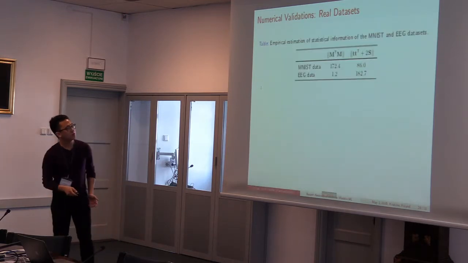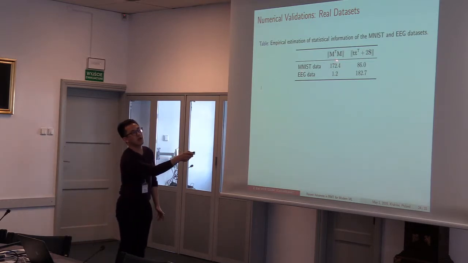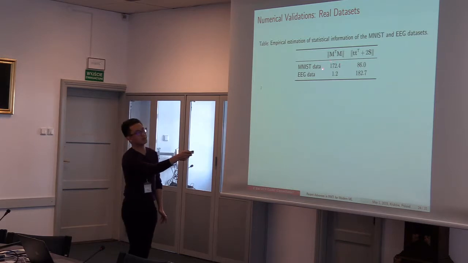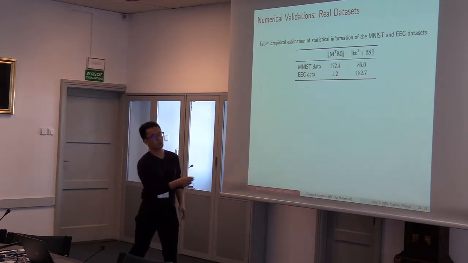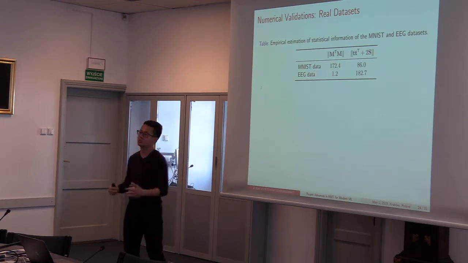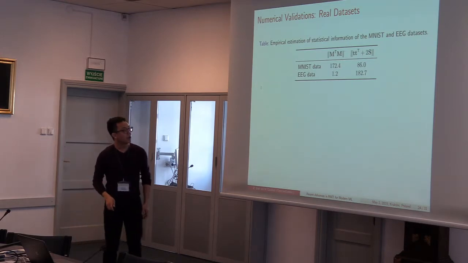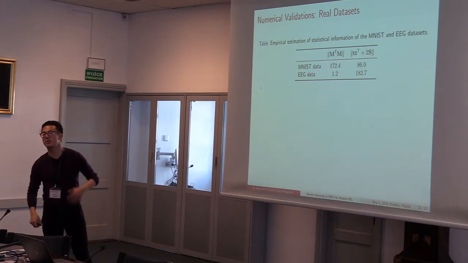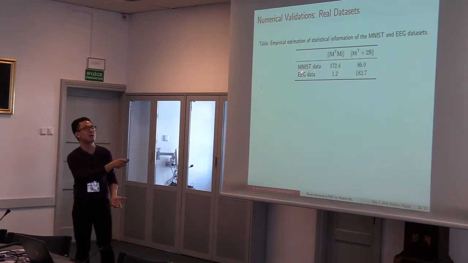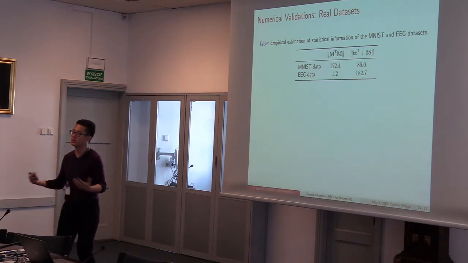EEG data. So I do some empirical estimation, and we see that for MNIST data, it has larger information in means than in covariance. Well, EEG data has little information in means, but much richer information in covariance, which is understandable because EEG data is centered at zero. In this case, we are supposed to say that the mean-oriented nonlinearity should work much better for MNIST data, while the covariance-oriented nonlinearity should work much better for EEG data.